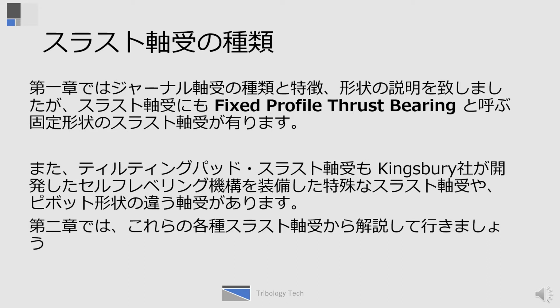Thrust bearings also have bearings that are called fixed-profile thrust bearings. Furthermore, tilting pads and thrust bearings also have special thrust bearings equipped with self-leveling mechanisms developed by Kingsbury, and bearings with different pivot shapes. In Chapter 2, let's explain from these various thrust bearings.